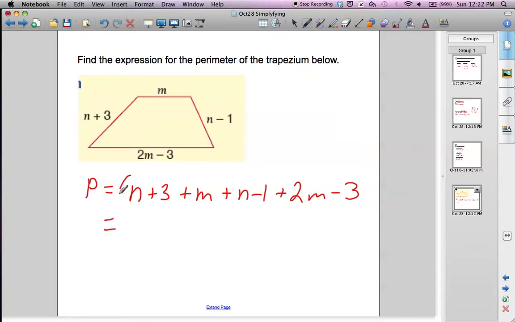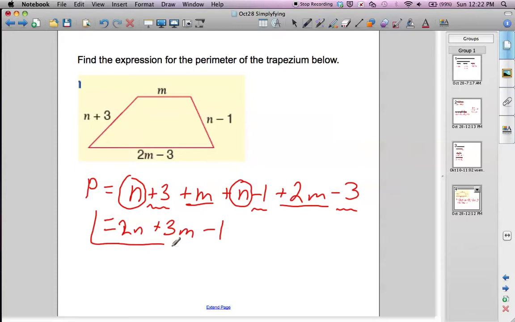So here we have an n. Any more n's? We have another n. N plus n is 2n. And next, let's look at the m's. We have m and a plus 2m. Altogether, that's 3m. And if we look at the constants, we have a positive 3, a negative 1, and a negative 3. Altogether, that's going to be minus 1 if we add those numbers together. Okay, so that's our simplified expression for the perimeter of the trapezium.